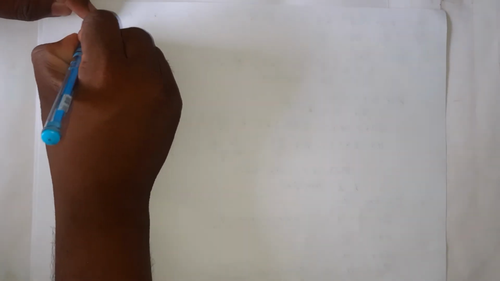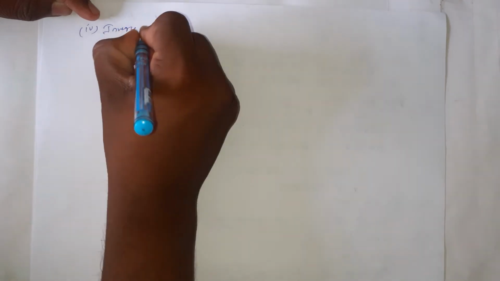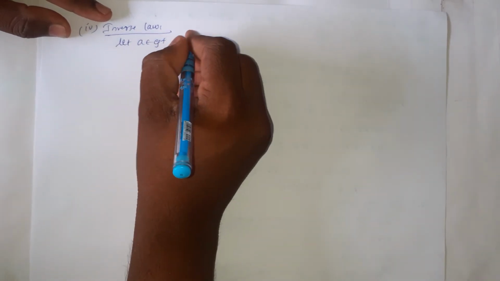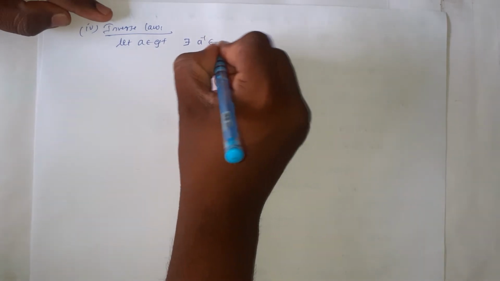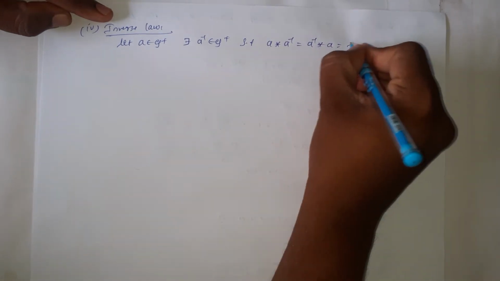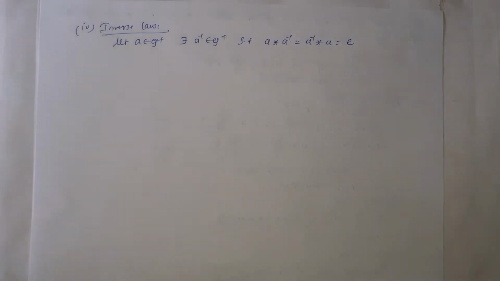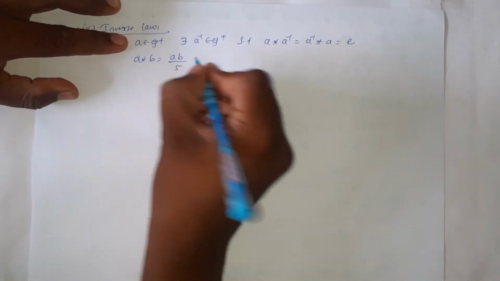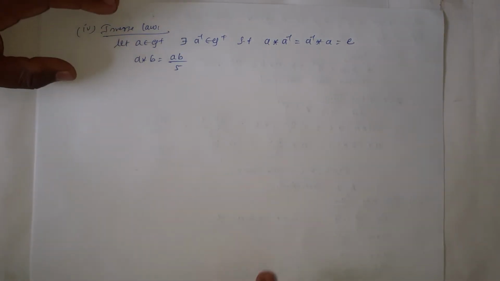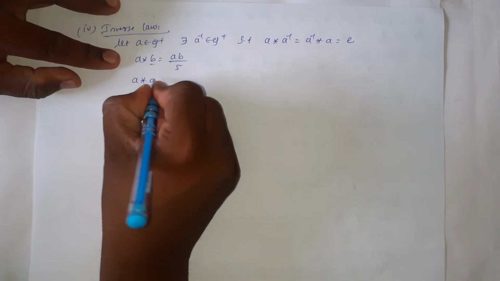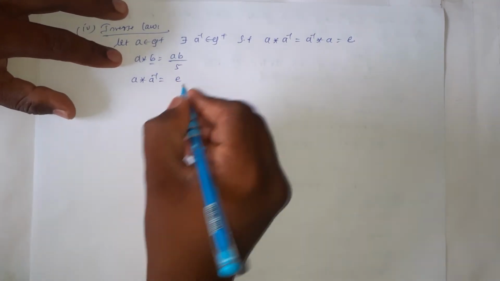Now, the fourth one is the inverse law. Let A belong to Q plus, then there exists A inverse belonging to Q plus such that A star A inverse is equal to A inverse star A is equal to E. This is the general statement for the law of inverse. But here the binary operation is A star B is equal to AB divided by 5. Then we need to find the inverse of A, meaning we replace this B by the inverse of A. Let us consider A star A inverse, the output must be equal to the identity element E.